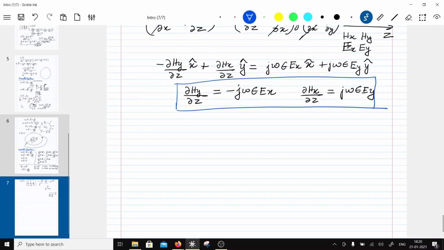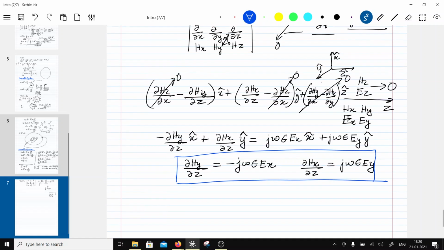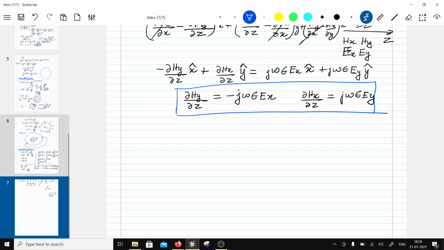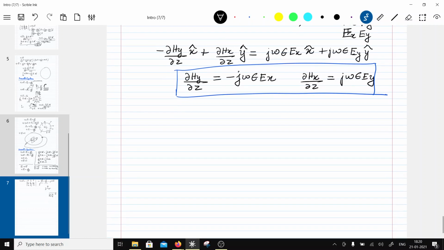Okay, let's look at the other set of equations, which is going to be the other curl equation. So what is the other curl equation? The other curl equation is the curl of E, which would be minus Ms minus ∂B/∂t. The minus Ms term is gone, because there is no magnetic current. So we have minus ∂B/∂t.